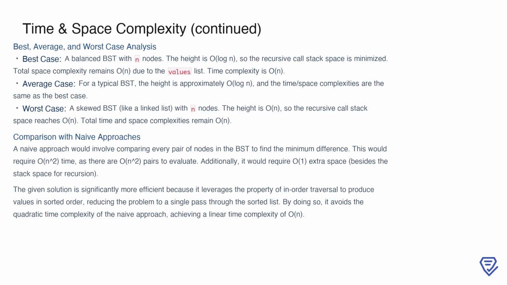In the worst case, the BST is skewed, resembling a linked list. Here, the height becomes n, leading to a call stack space of O(n), and the values list also requires O(n) space. Thus, the total space complexity is O(n). Comparing this approach to a naive solution, where every pair of nodes is compared, the naive method would take O(n squared) time due to the n squared pairs to evaluate. The current algorithm is far more efficient, leveraging in-order traversal to produce a sorted list, reducing the problem to a linear pass, and achieving O(n) time complexity.